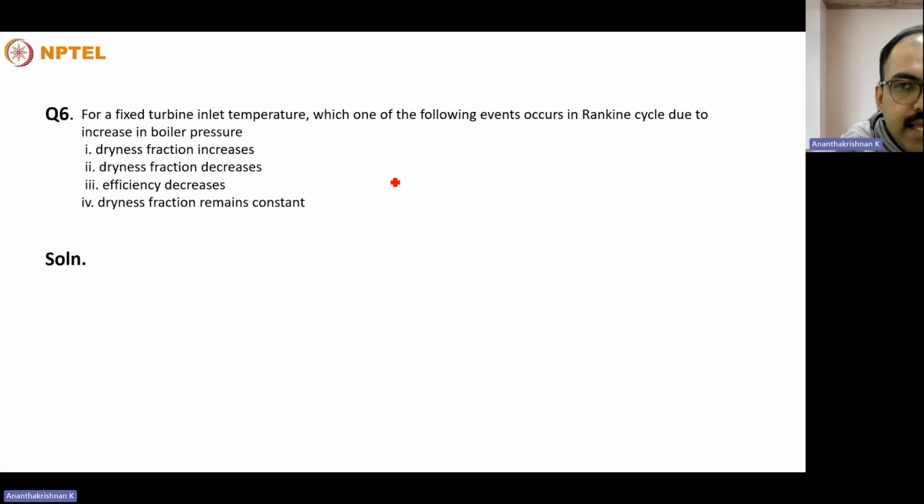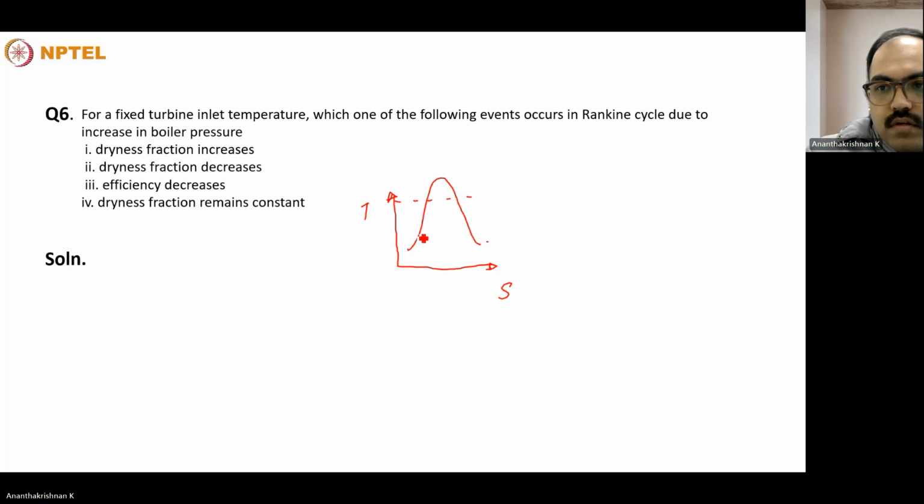So just like the way we have solved problem number 2, we try to tackle it in terms of the TS diagram. We are going to keep the turbine inlet temperature constant. This was the initial case where the turbine inlet temperature is kept constant, and then the expansion happens and the condensation happens somewhere here.